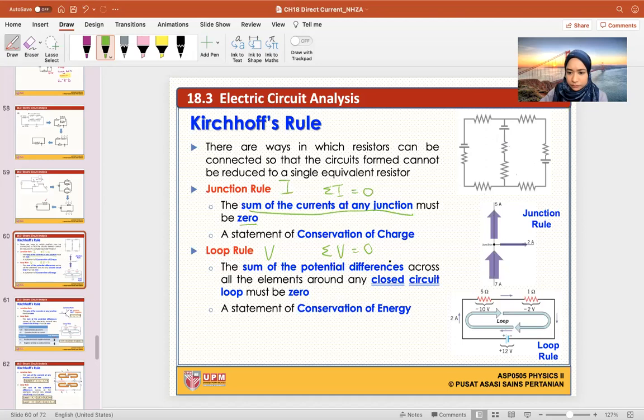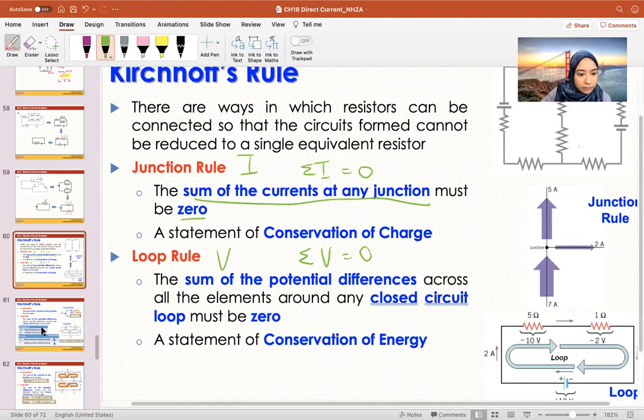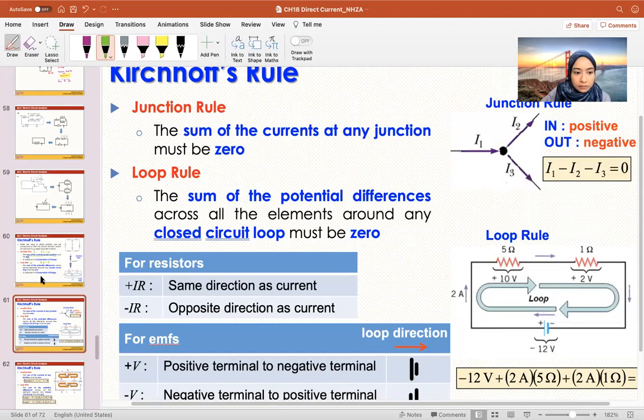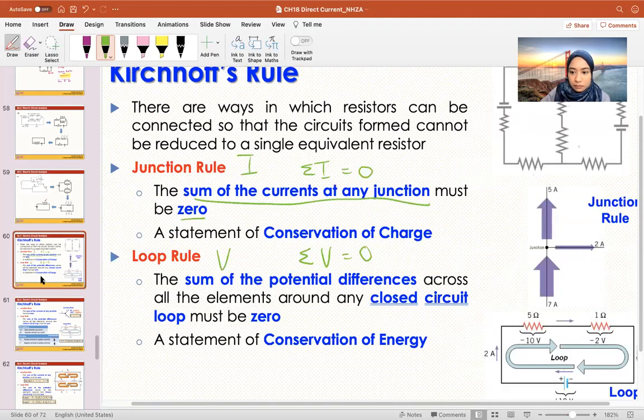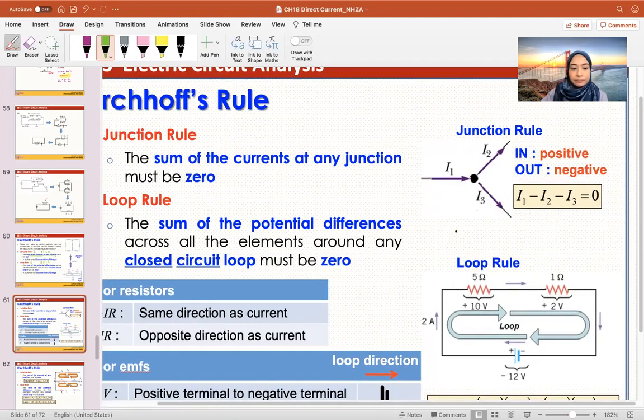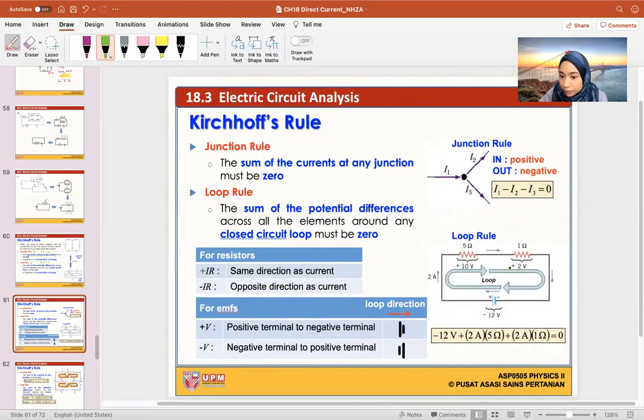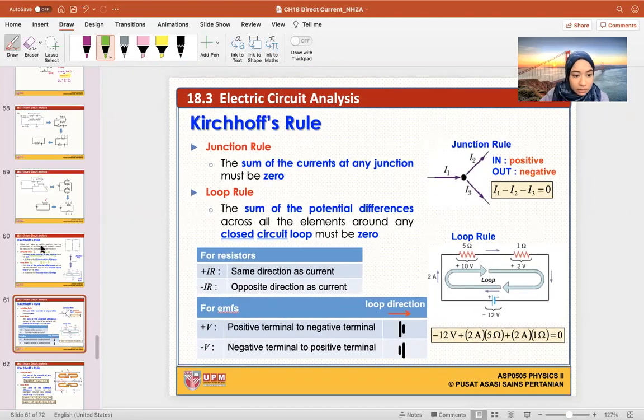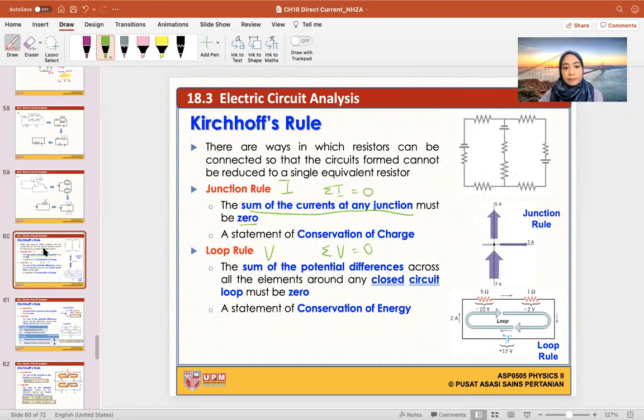Okay, let's look at this circuit. Sekejap, is there a next one? Okay, let's go to the next one. It's the same. Or is it? Sekejap, let me see where else I can explain for you guys to understand. Let's go with this one first.